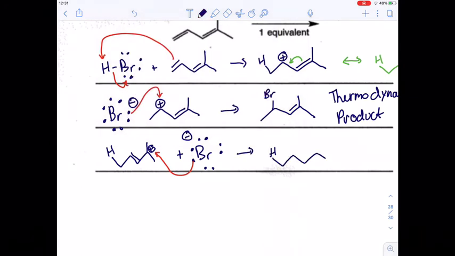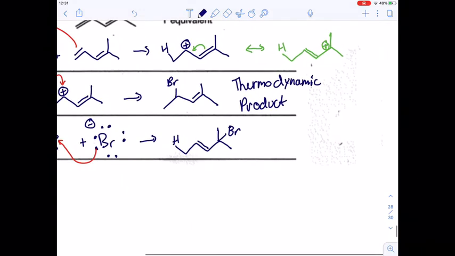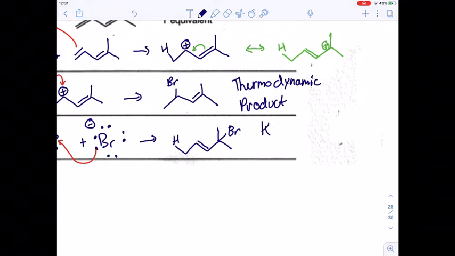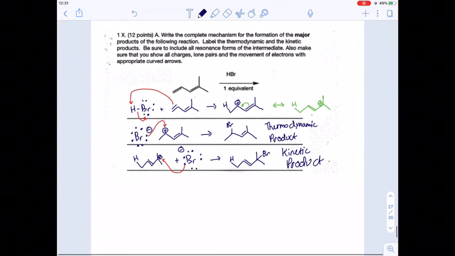So now we're going to add our Br anion. This is going to add to our carbocation. And your product is going to look like this. So like I said, this is going to be your kinetic product. Okay, so this is the answer to 1xa, and then we can move on to 1xb, which is mostly conceptual.